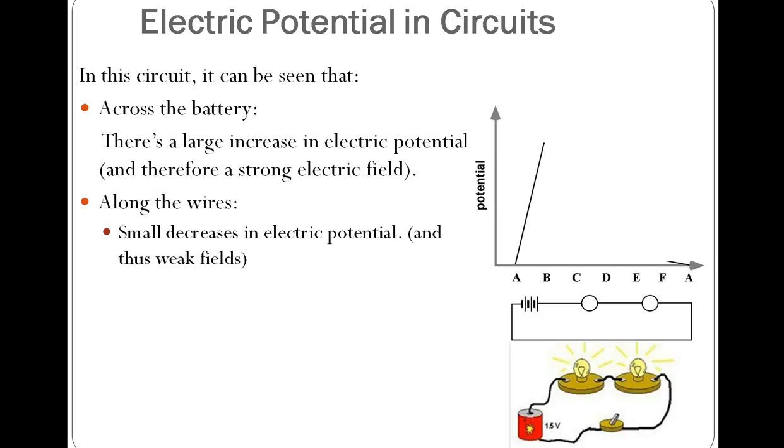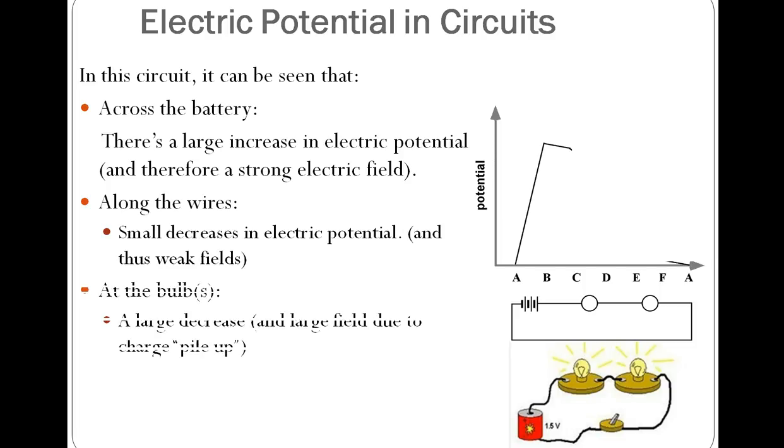The wires do have a change in electric potential, but it's very small, so I put that as just a small slope here. When I go from C to D, I'm going across the light bulb. Across the light bulb there is going to be a voltage drop, so I'm going to have a bigger slope on that one. Again, D to E, I've got my wire, so not much change. E to F, another light bulb.